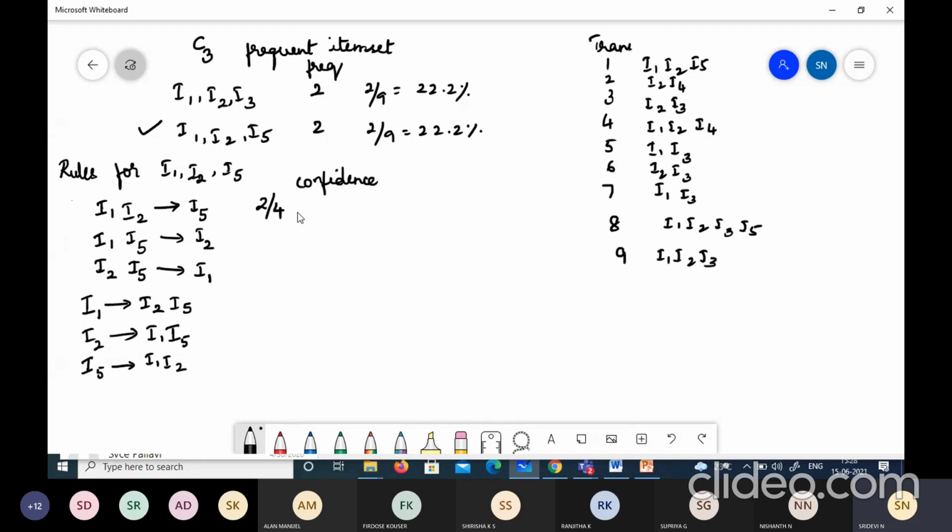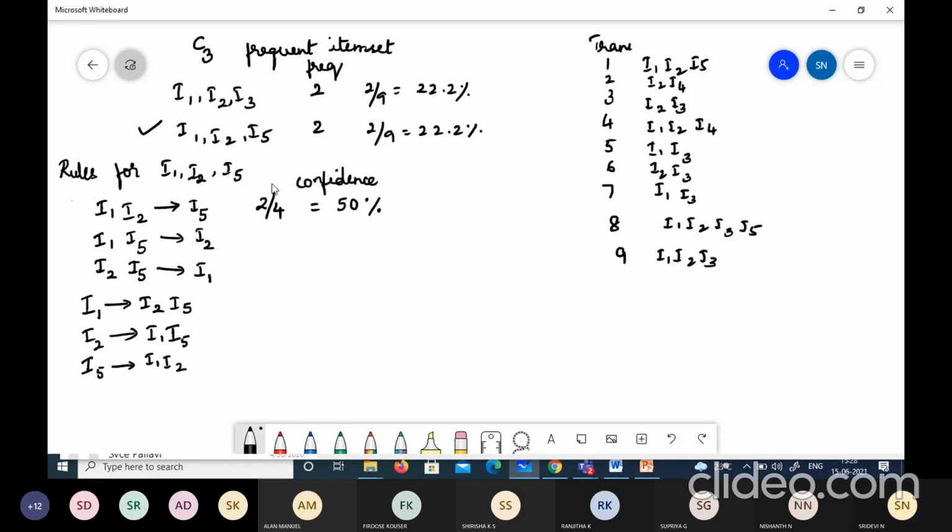Those who have solved the problem, you can take from there. So I1, I2, I5 you are getting 2 here, and you have C2 where I1, I2 frequency is 4. So taking that, you'll get the confidence as how much? 2 by 4 is 50%.